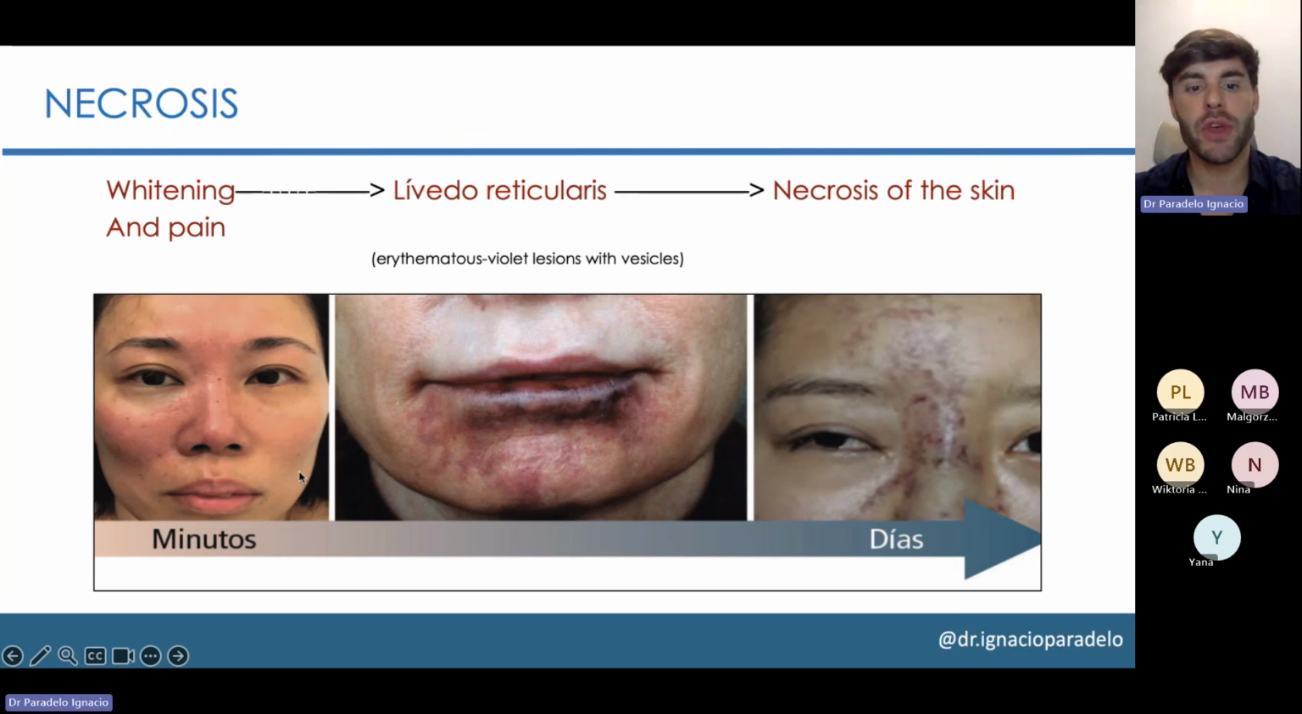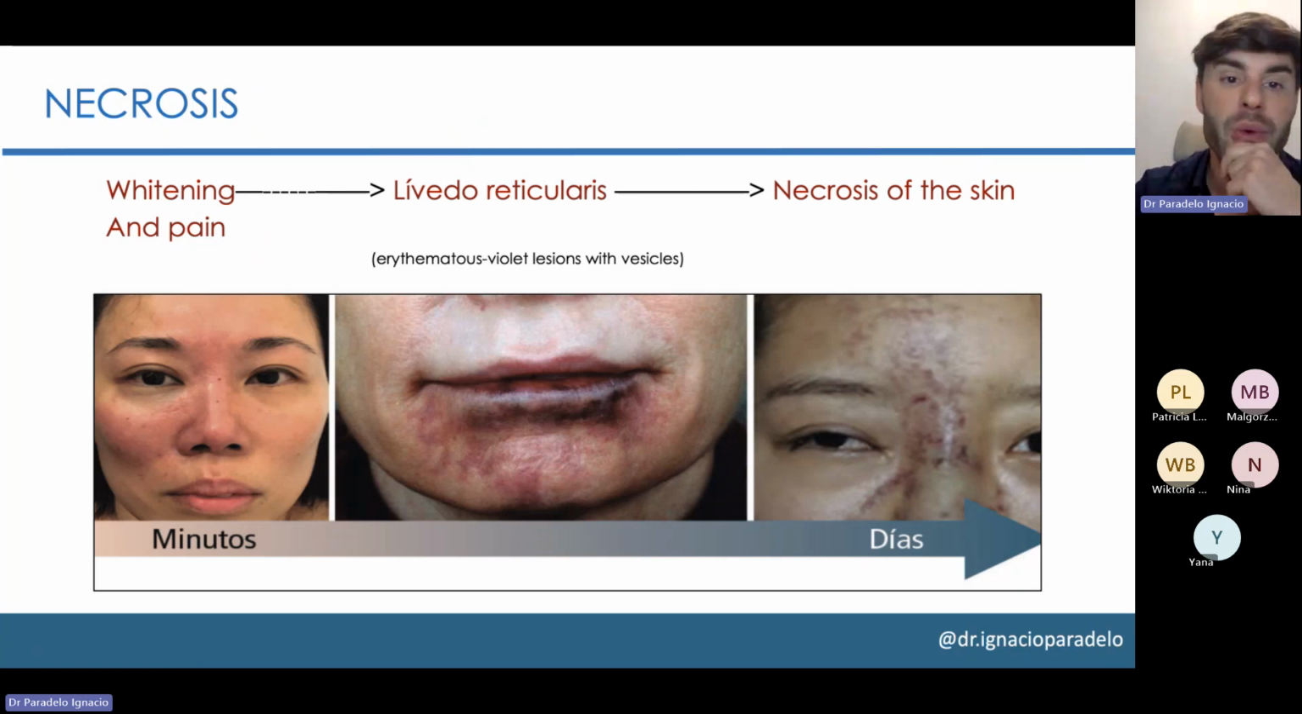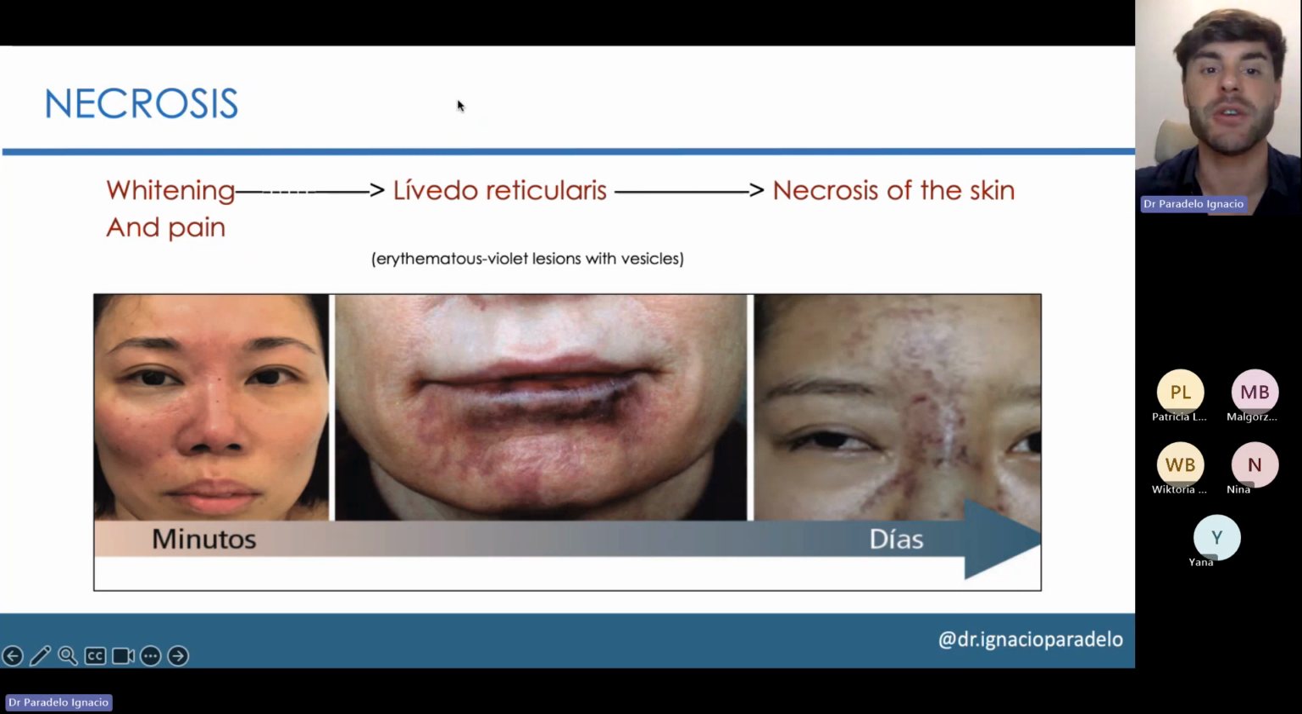Okay. If the embolism is progressive, we are going to have the skin necrosis, as I said. In the first minutes, we're going to see the whitening of the skin, and the patient will say that she had a lot of pain. If we don't see that and the patient goes home, a few hours after, livedo reticularis will appear, which is erythematous and violet lesions with vesicles. And if the patient doesn't say anything and a few days pass, the necrosis of the skin is going to appear.